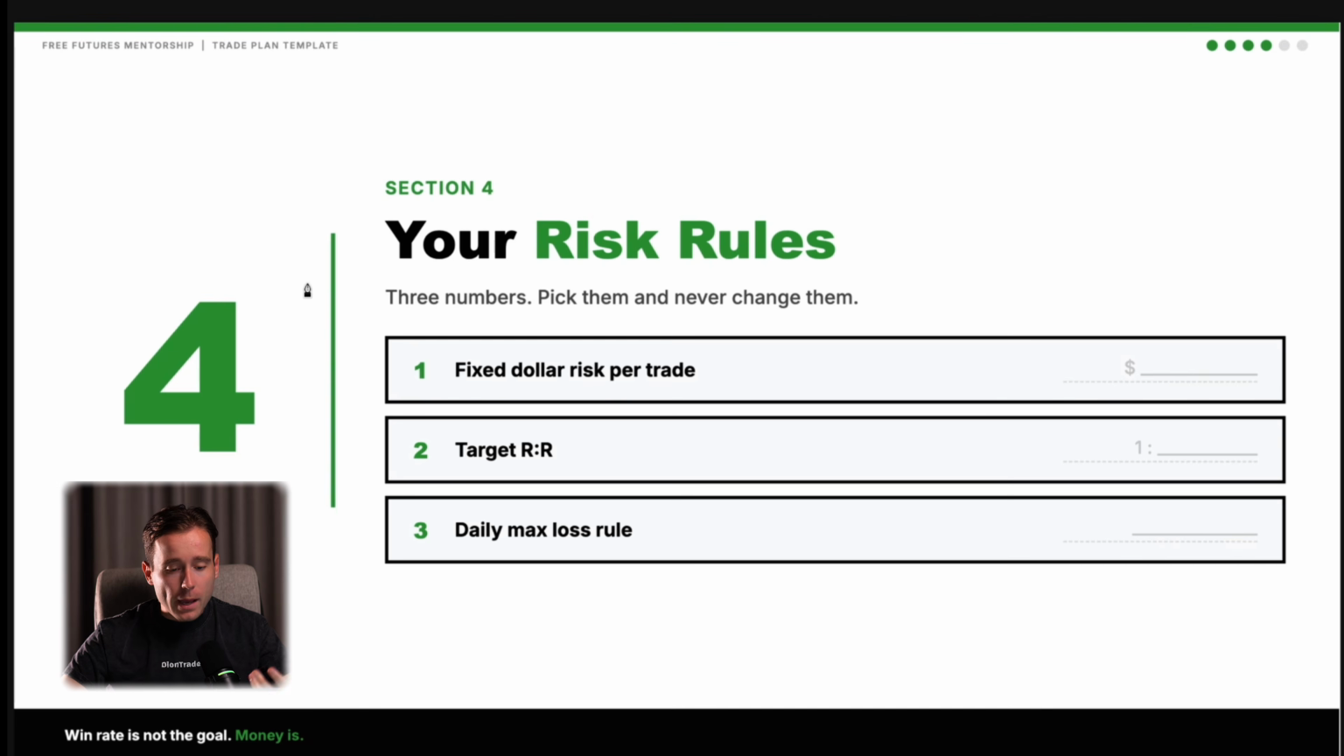That's it. And when you have your napkin, there need to be risk parameters in place. 3 numbers. What is your fixed dollar risk per trade? What risk to reward do you shoot for? And when do you actually walk away?